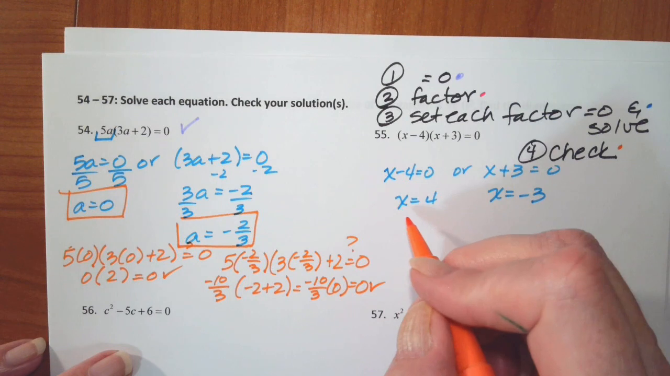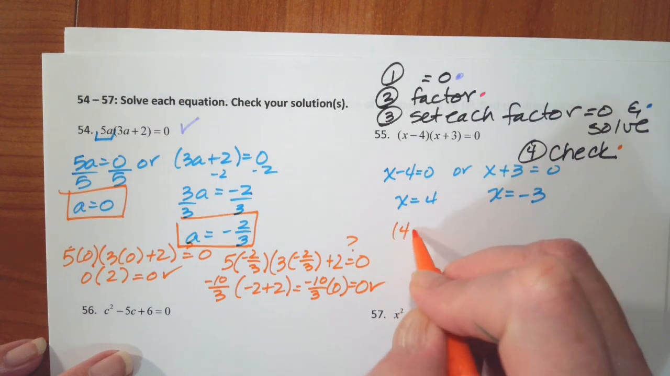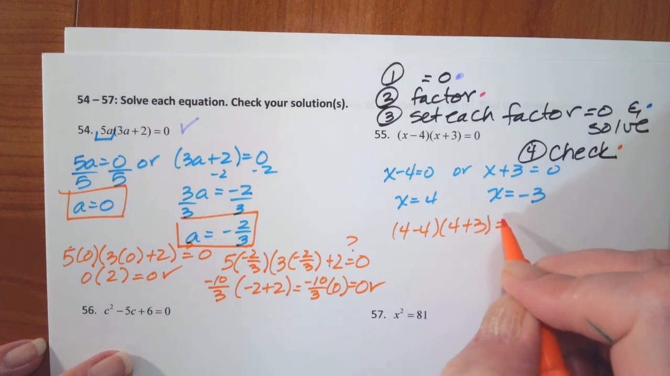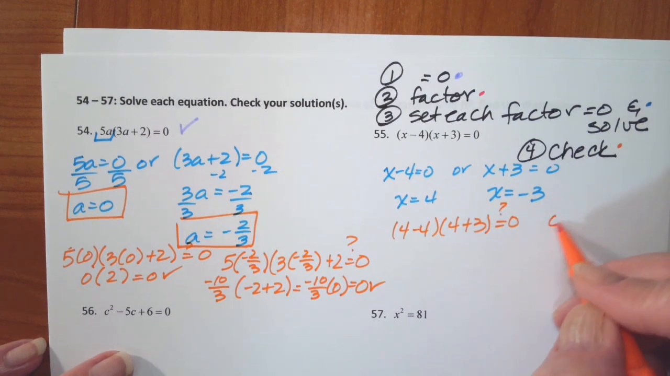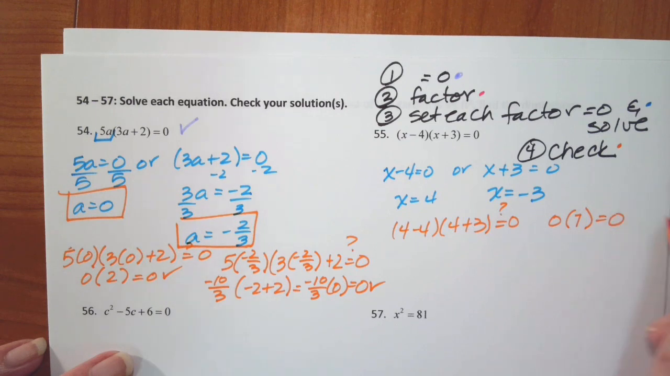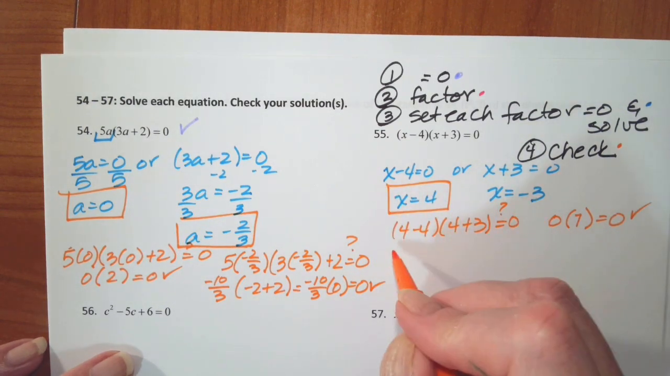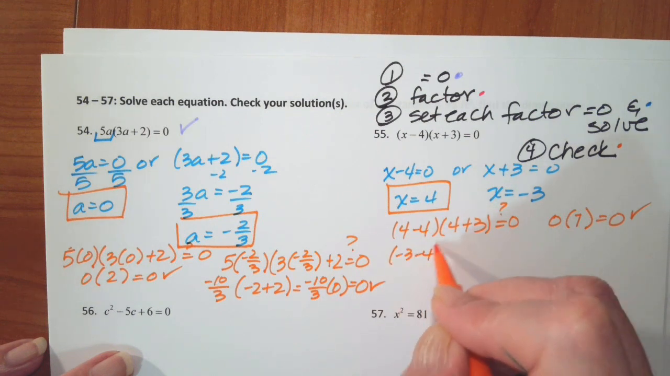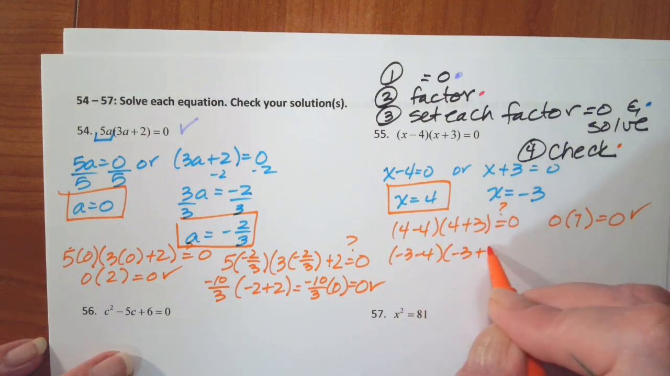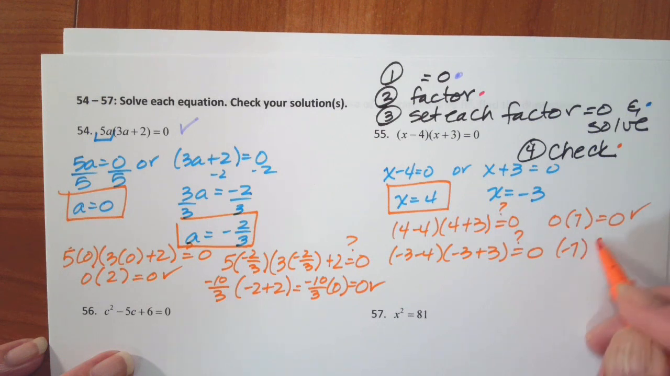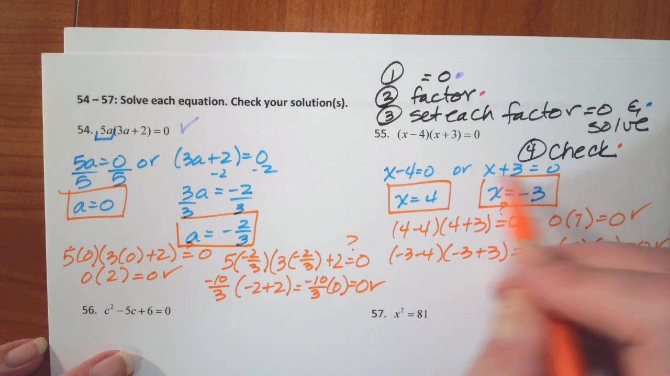And now I'm going to check. So 4 minus 4 times 4 plus 3 equals 0. Well, that's 0 times 7 equals 0, so it checks. Check negative 3. Negative 3 minus 4 times negative 3 plus 3 equals 0. So that gives me negative 7 times 0 equals 0, so that also checks, so that's a solution.